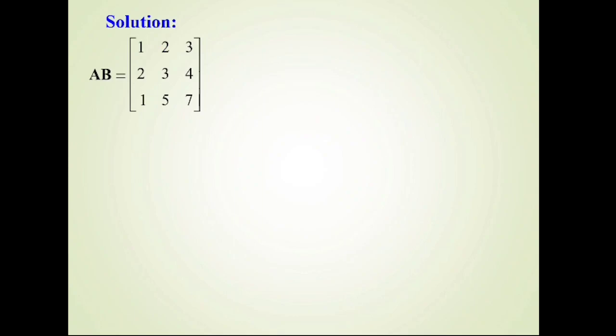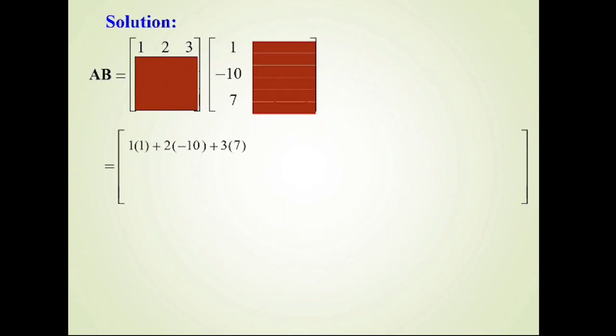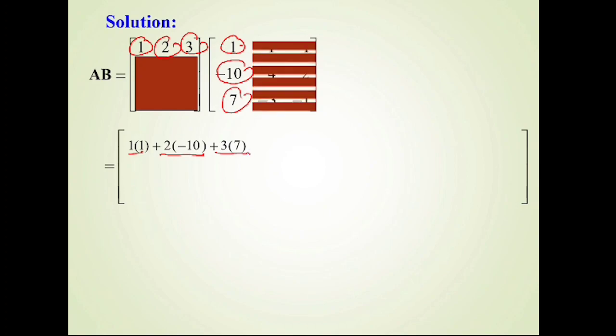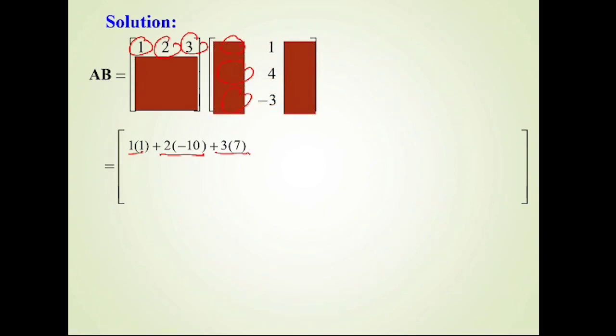Write the matrix A next to B, multiply the elements one by one. Remember, to multiply the elements, look at the first row and the first column, multiplying the elements one by one: 1 times 1, plus 2 times negative 10, plus 3 times 7. And then, looking at the next column, this is the element in the first row and second column. That's why we just look at the first row and second column.